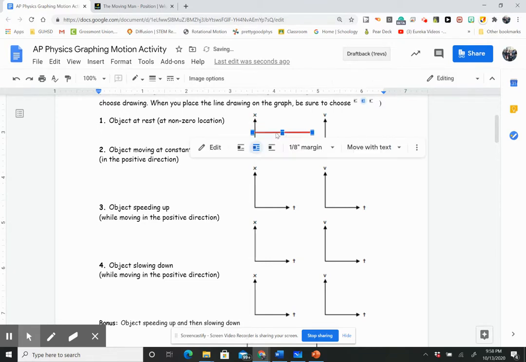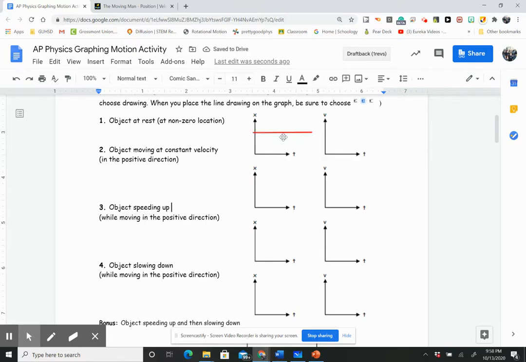I want that to be at a non-zero location. I'm going to shorten my line. That didn't work very well, but you kind of get the idea. I probably need a little bit shorter of a line, but that's my object at rest at a non-zero location.